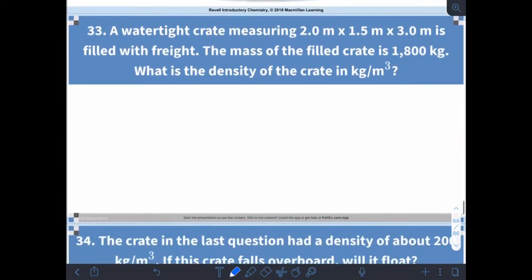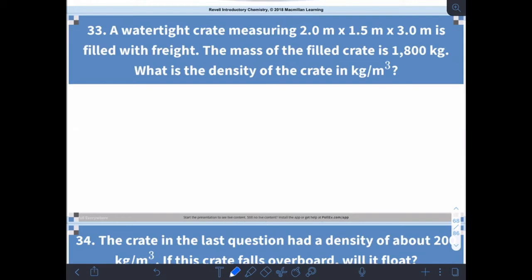So let's take a look at question 33 here. A watertight crate measuring 2 meters by 1.5 meters by 3 meters is filled with freight. The mass of the filled crate is 1,800 kilograms. What is the density of the crate in kilograms per cubic meter?